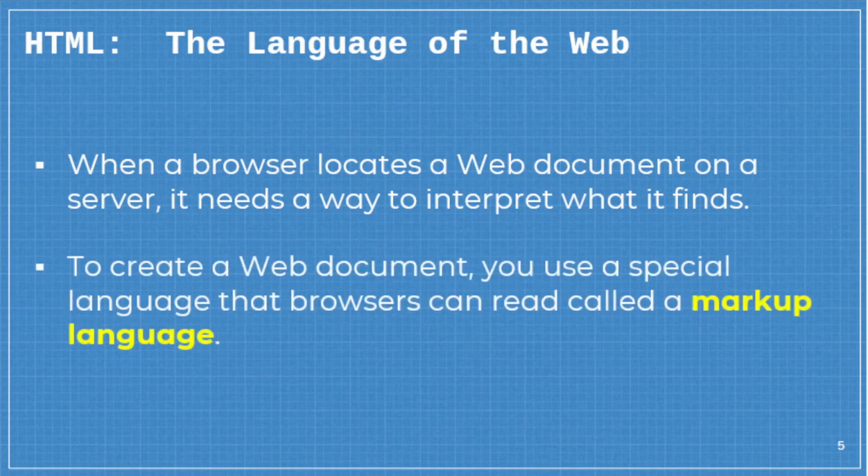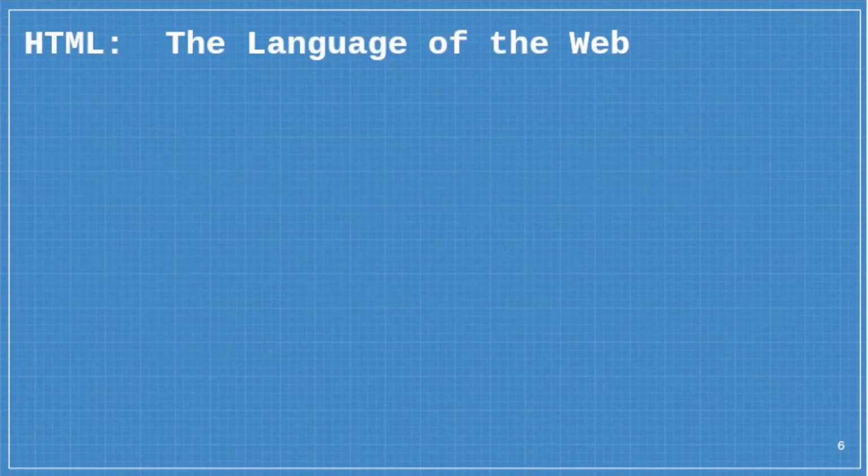Now, to create a web document, we use what we call a special language that the browsers can read called the markup language. A markup language, guys, is a language used by the web to determine what would the structure of the document be, what are the elements of that document, and how these elements are placed within the document. Okay, so that's the markup language.